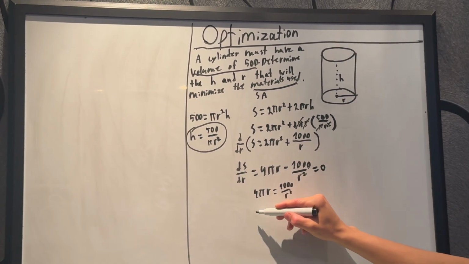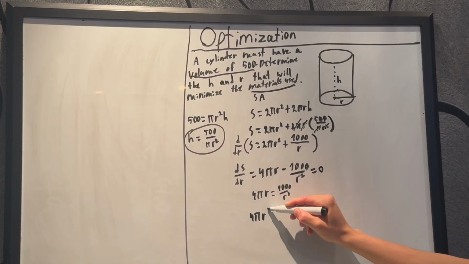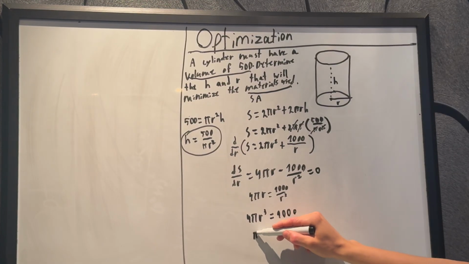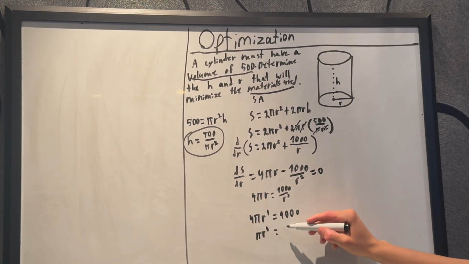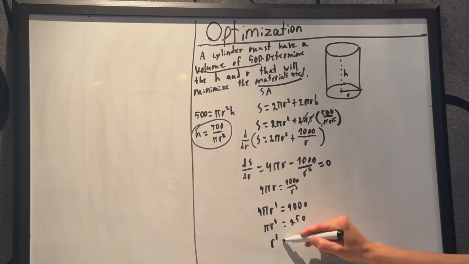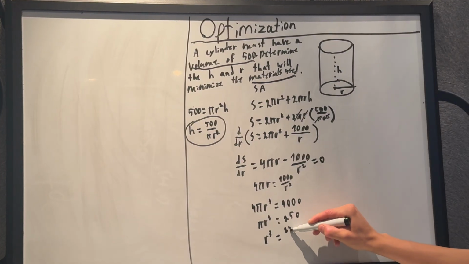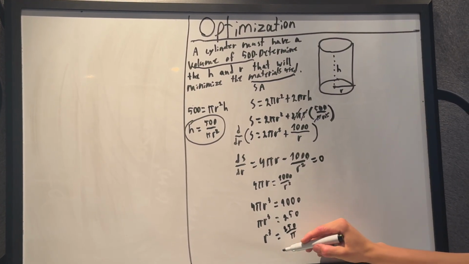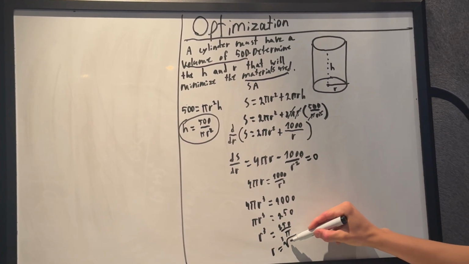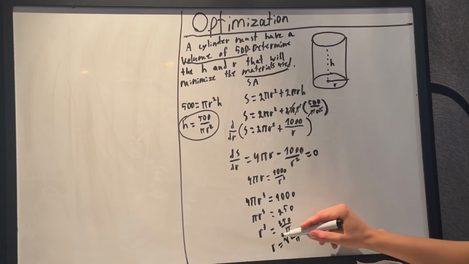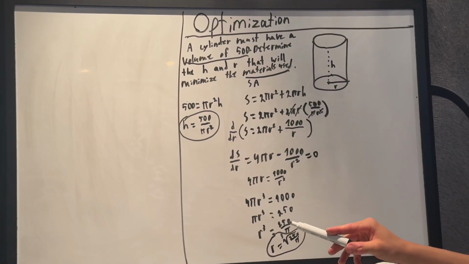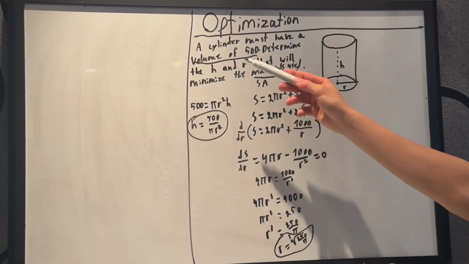Now we can cross multiply, so we're going to get 4 pi r to the power of 3 is equal to 1,000. Divide by 4, so we're going to get pi r to the third is equal to 250. Then we have to divide by pi, so we're going to get radius to the power of 3 is equal to 250 over pi. And then we take the third root, so we're going to get radius is equal to the third root of this whole thing. So okay, so now we found the minimum radius. We found the minimum radius to still achieve the volume of 500.